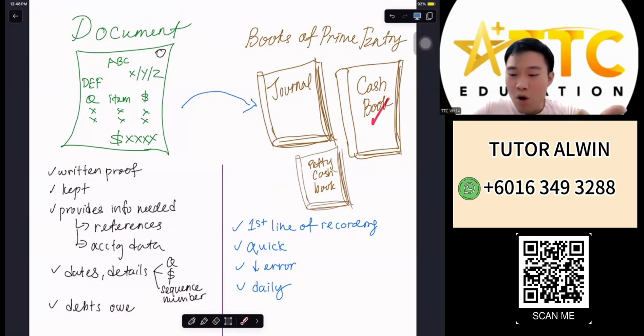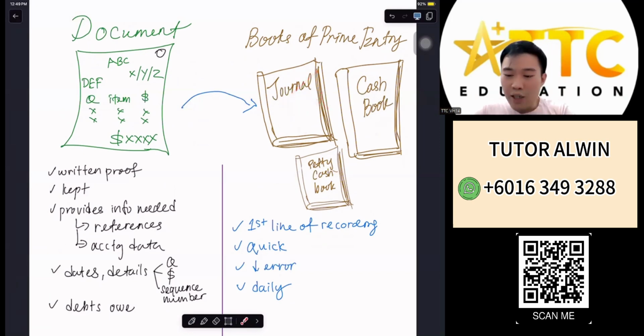We also have our cash book, where we record on-the-spot payments and on-the-spot receipts, where we receive money. Journals normally are for credit transactions. And if there is a transaction that we could not put into any of the sales, purchases, sales returns or purchase returns journals, the cash book or the petty cash book, we record it into the general journal.